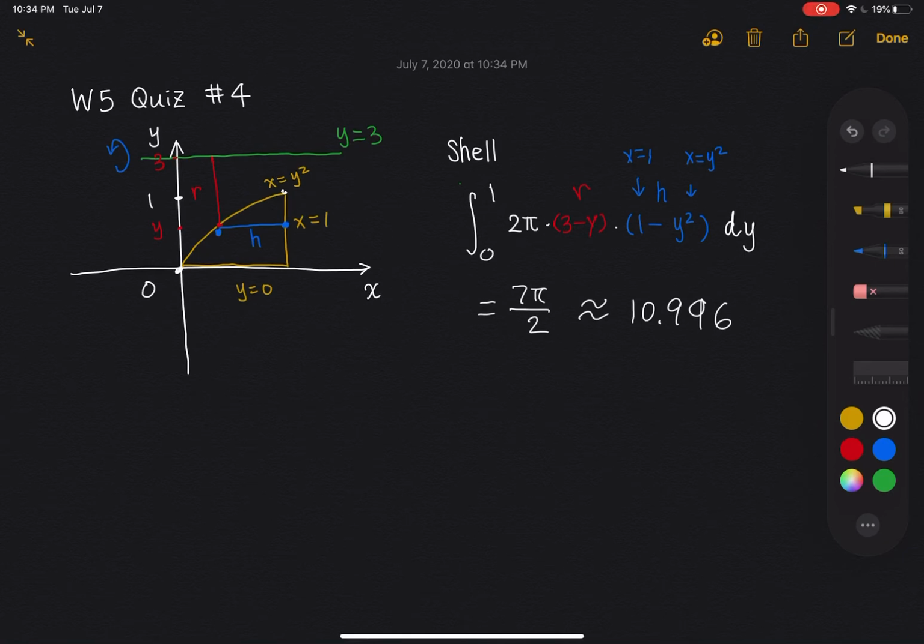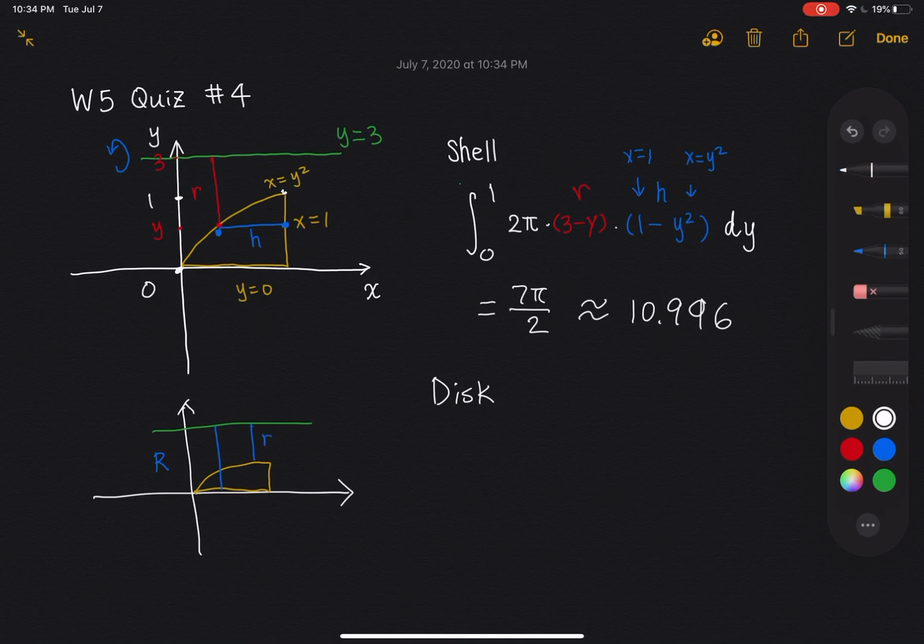So if we need to use the disk method, how do we go about it? You have to draw a different picture. I can use the same picture. I'm going to draw it again, but using different lines. Your line is still y equals 3. Now for the disk method, you need to find your outer radius, capital R, and your inner radius, little r.